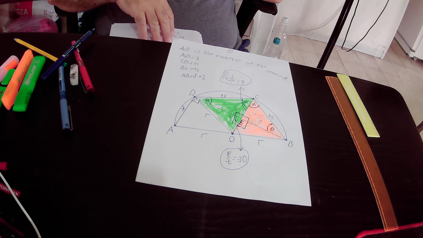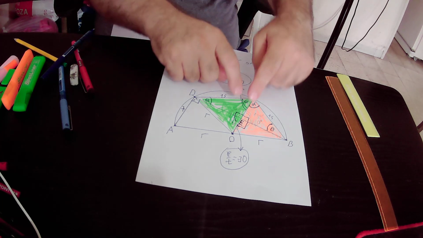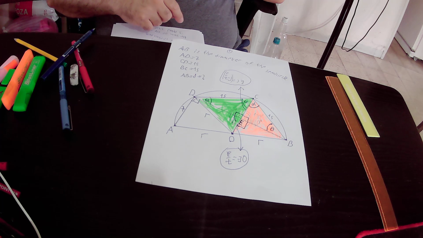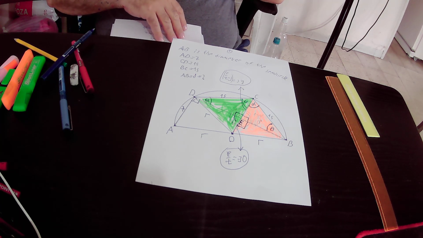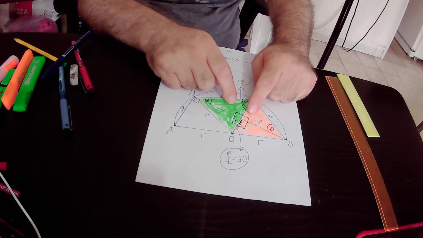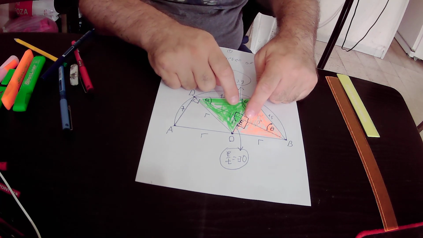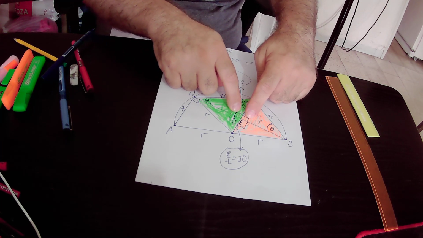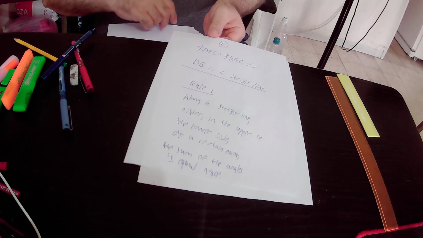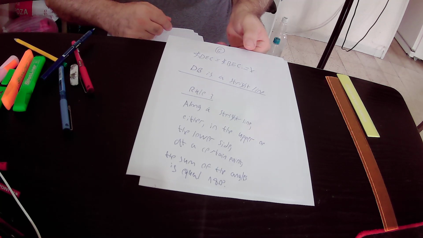Okay, so those two angles are equal to each other, and therefore we defined this angle as x, and the other angle must also be equal to x. So angle DEC equals angle BEC equals x.